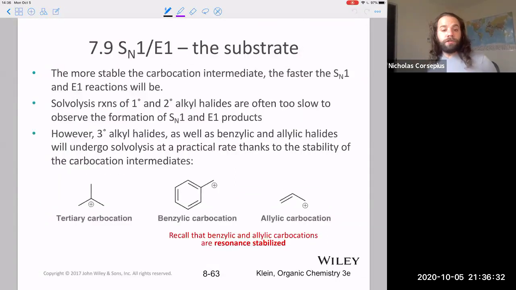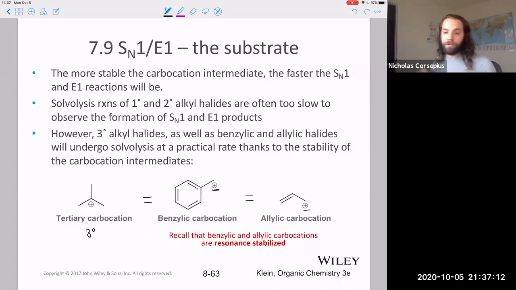Okay, so now the substrate. SN1 and E1 are only going to occur when you have these tertiary alkyl halides, which can form tertiary carbocations, right? It's all about the stability of that carbocation. Other uniquely stable carbocations would be a benzylic cation. Notice that the charge is not located on the benzene ring. It's one carbon removed. As well as an allylic carbocation. Both of these are resonance stabilized, which is why they form very readily, okay?